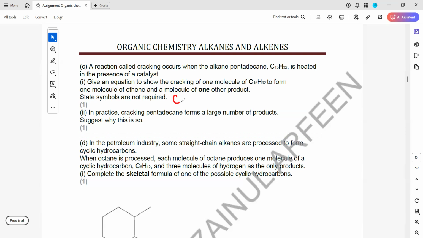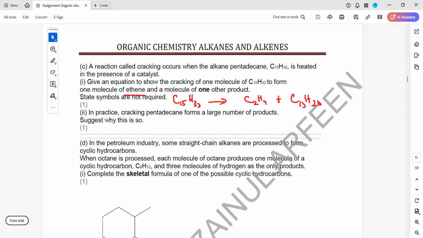we are cracking C15H32. One molecule of ethene is there. Eth means 2 carbons and ene means a double bond, so C2H4. So how many carbons are left? Another product is there. Out of 15, if 2 are used here, how many are left? 13. And out of 32, if 4 are used here, how many are left? 28. So C13H28 will be the other product, because the total number of carbons on the left hand side must be equal to the total number on the right hand side.